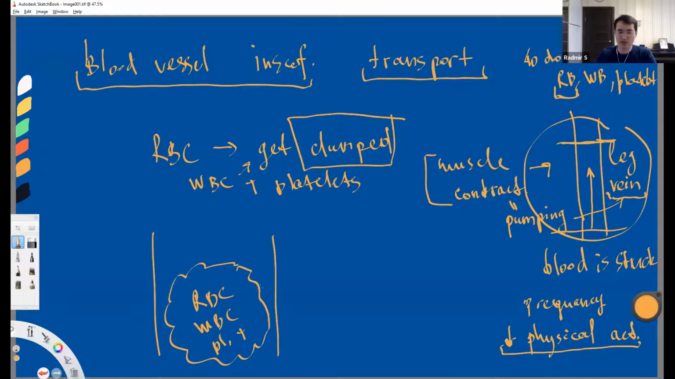Plus, we will have some clotting factors. These are the coagulation system factors, and they will be activated because the platelets got activated. The platelets will release some transmitters that will activate the coagulation system. In this case, we will have this clump, which is usually attached to the blood vessel wall.